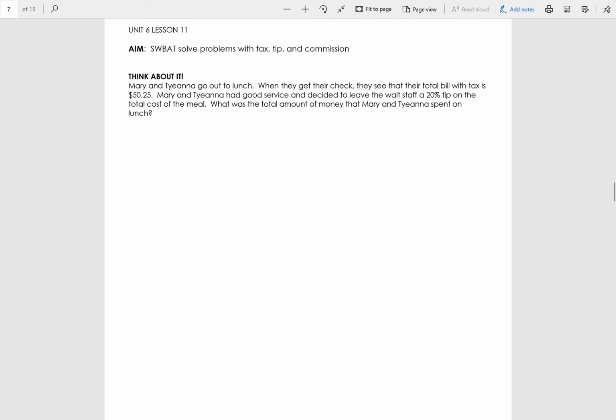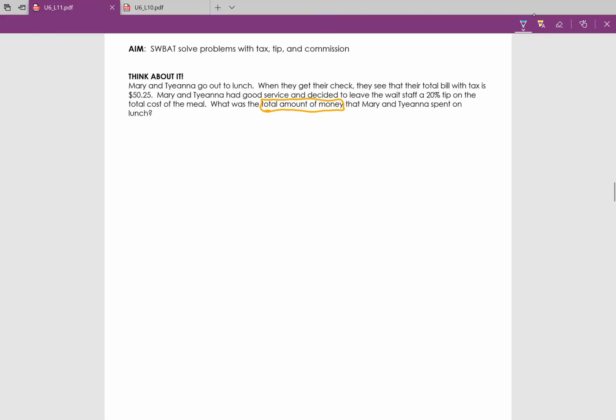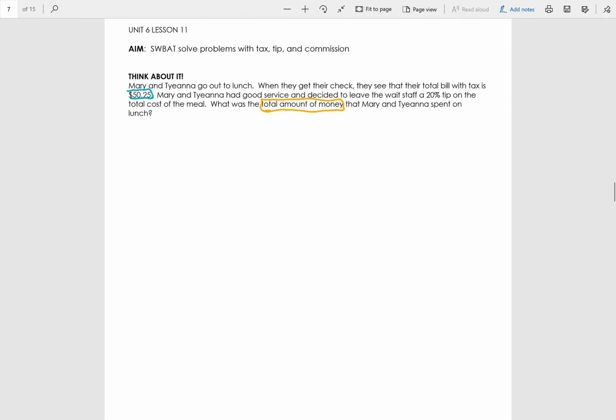So what is the question asking us? It's asking us the total amount of money that they spent. And we know that they spent $50.25. We also know that they wanted to leave 20% tip. So, that means that they want to leave 20% on top of that.